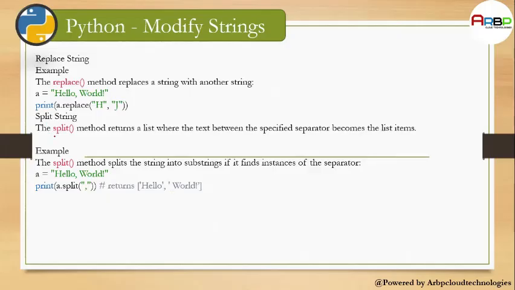Now we have the next function, the split function. This method returns a list where the text between the specified separator becomes the list item. The split method splits the string into substrings. So you can use this method also. Split, brackets, comma. Now you can see it has been separated with a comma.